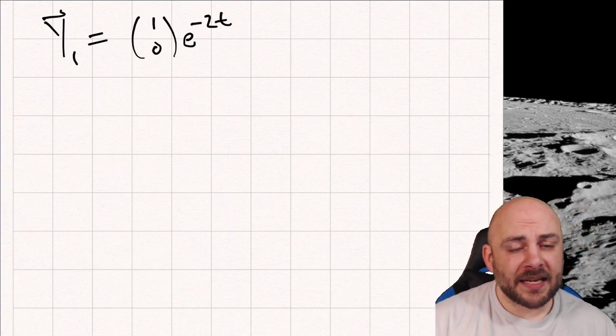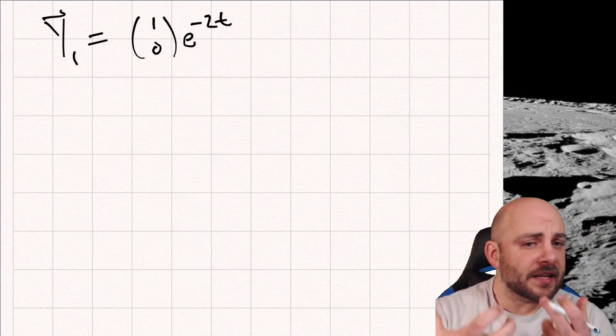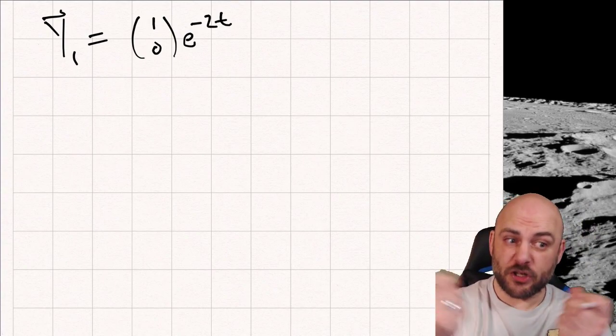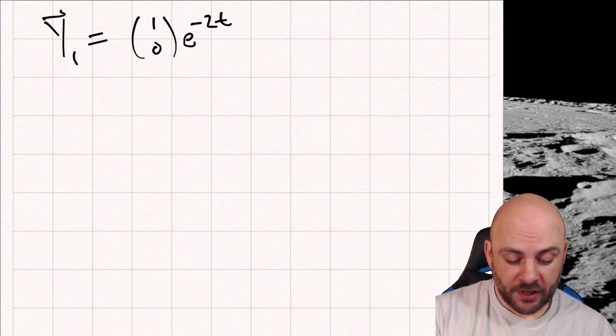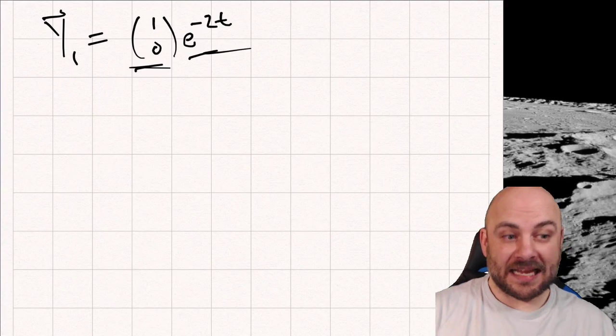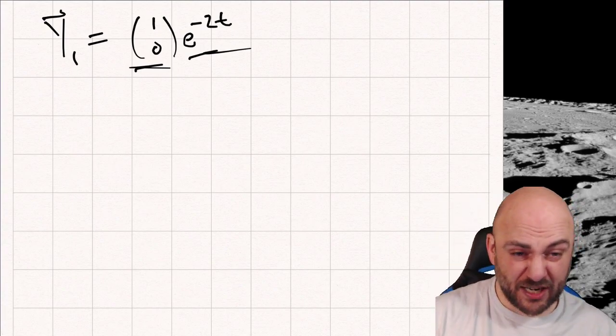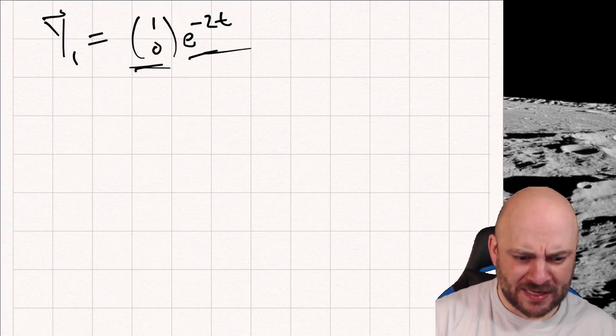Now, the problem is that can't be our general solution because it's not this linear combination in two different directions, right? This can't cover a plane. All this can do is trace along a line (1, 0). I can't fill in the rest of the trajectories. So how do we get that?